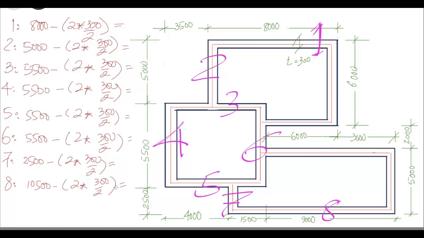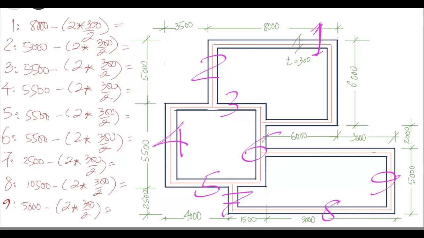And the same thing goes for piece number 9, which is this one, and this is 5,000. Again, subtract the two half thicknesses, so 9 is equal to 5,000 minus 2 times 300 divided by 2 is equal to.